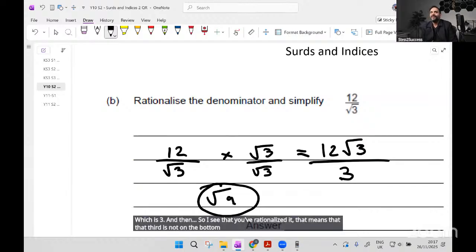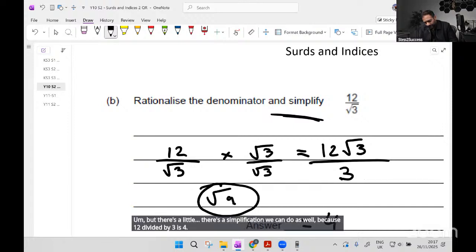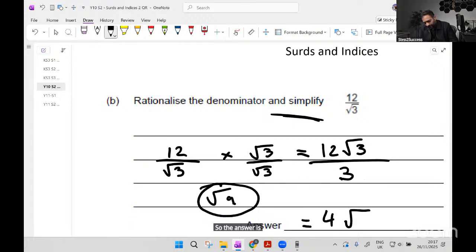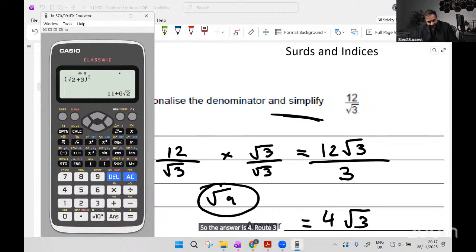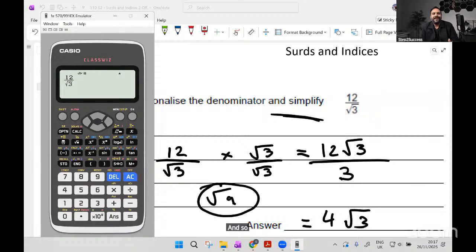It's ended up shifting to the top. But there's a simplification we can do as well, because 12 divided by 3 is 4. So the answer is 4 root 3. Again, just as a little check for your benefit, calculators also do this for you, which is why all of these questions appear on non-calculator exams, usually. If you do 12 over root 3, the calculator will do what we just did, and it'll tell you that it becomes 4 root 3.